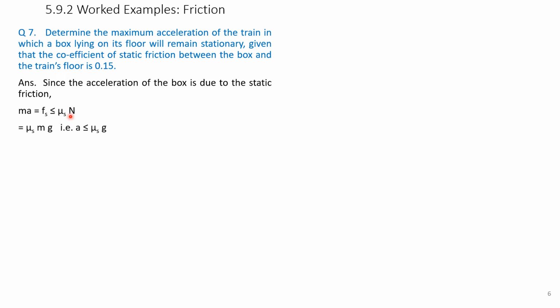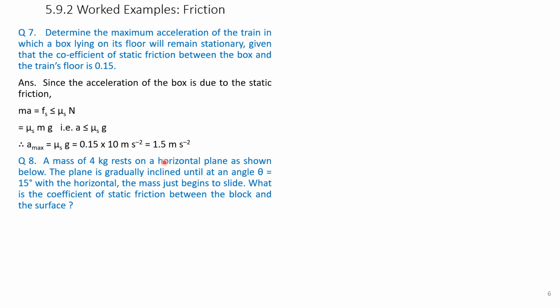We know that N is equal to m into g, that is mass into acceleration due to gravity. Therefore, ma = mu s into mg. So, substituting the given values, we get a max equal to mu s, which is given as 0.15, and we will assume the value of g as 10 meters per second square. So we get the answer a max = 1.5 meters per second square.